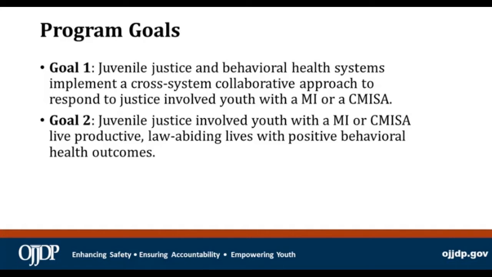OJJDP plans to achieve this result by implementing a cross-system collaborative approach to respond to justice-involved youth with a mental illness or co-occurring mental illness and substance abuse disorder, and by ensuring juvenile justice-involved youth with a mental illness or co-occurring mental illness and substance abuse disorder live productive, law-abiding lives with positive behavioral health outcomes.